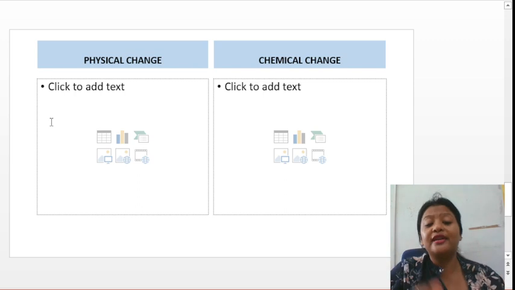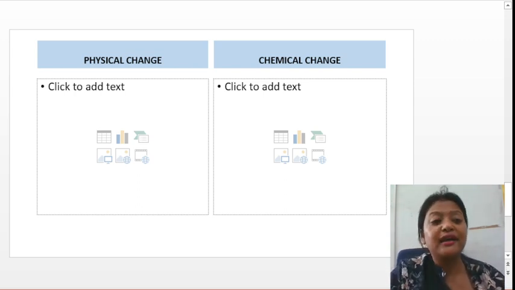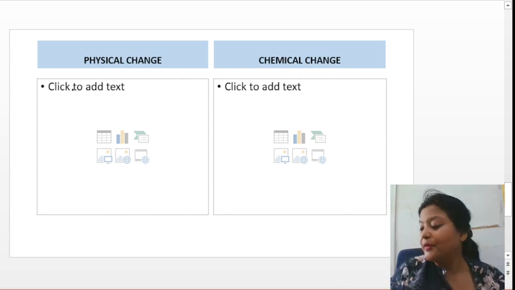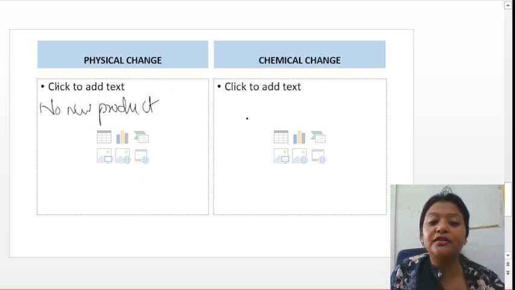Okay, now last is the difference between physical and chemical change. It's very easy. I've already told you, and you can just write it down. So first of all, in physical change, what is happening here? Out here, no new product. Okay, first thing, no new product. Here, a new product is being formed.